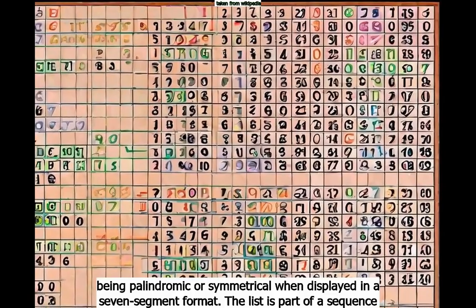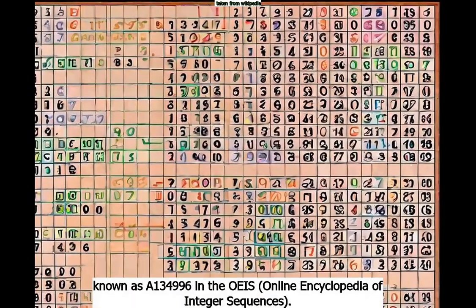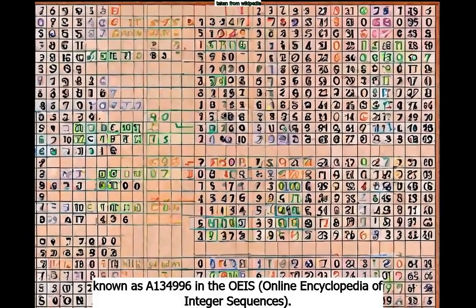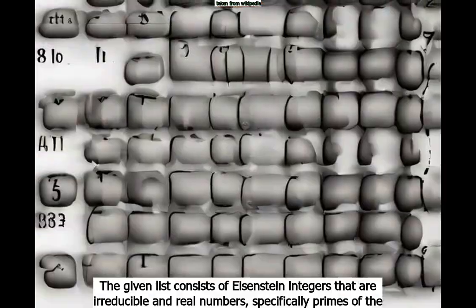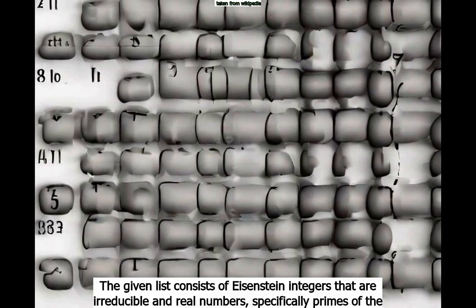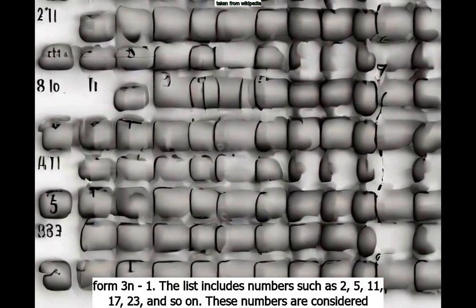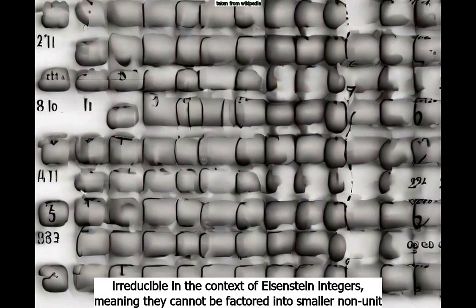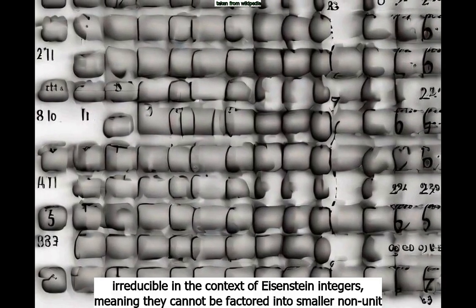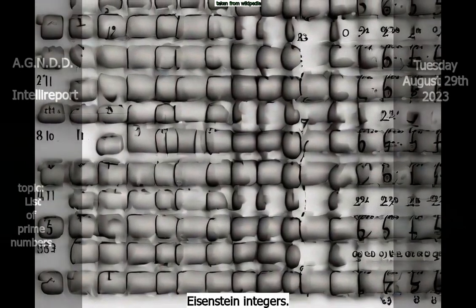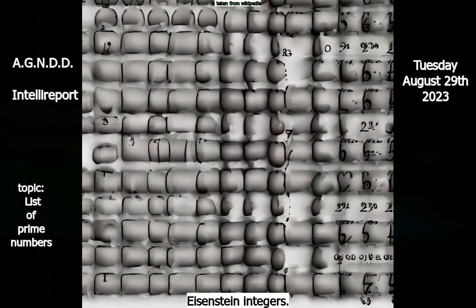The list is part of a sequence known as A134996 in the OEIS, the Online Encyclopedia of Integer Sequences. The given list consists of Eisenstein integers that are irreducible and real numbers, specifically primes of the form 3n-1. The list includes numbers such as 2, 5, 11, 17, 23, and so on. These numbers are considered irreducible in the context of Eisenstein integers, meaning they cannot be factored into smaller non-unit Eisenstein integers.